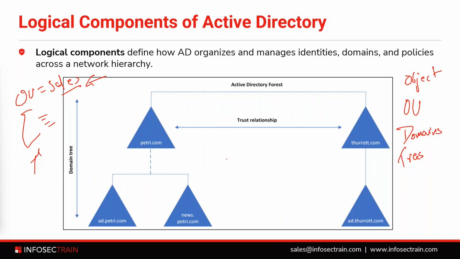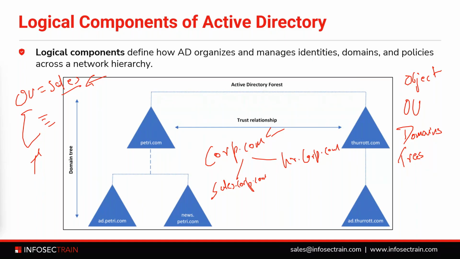So if I'm saying that there is a domain corp.com, right? Then in corp.com we have sales.corp.com and hr.corp.com, right? This is a tree, a combination of domains, right?